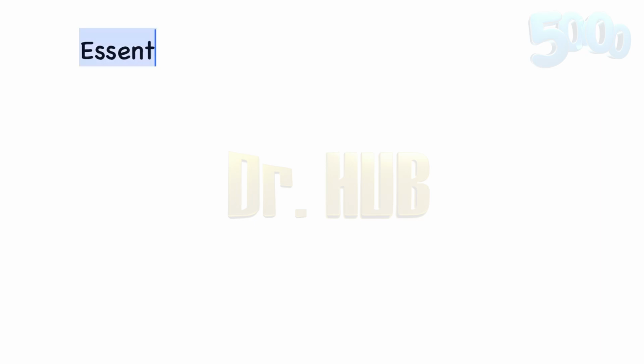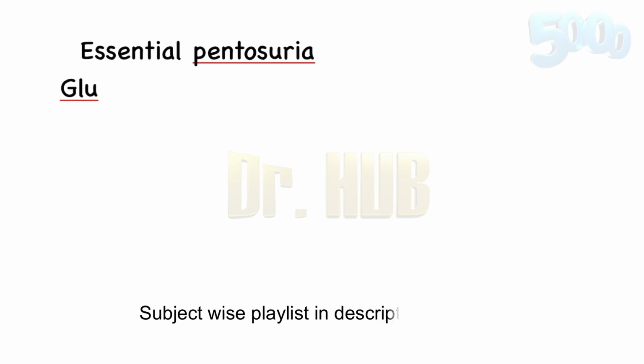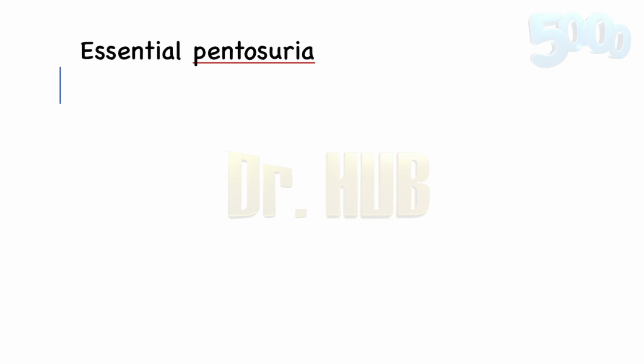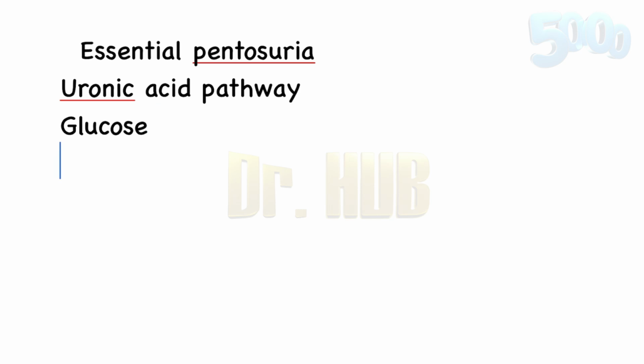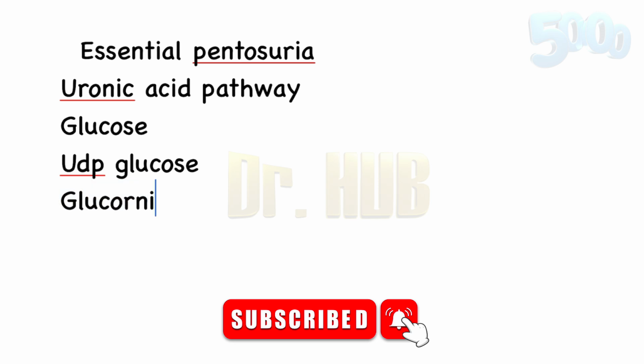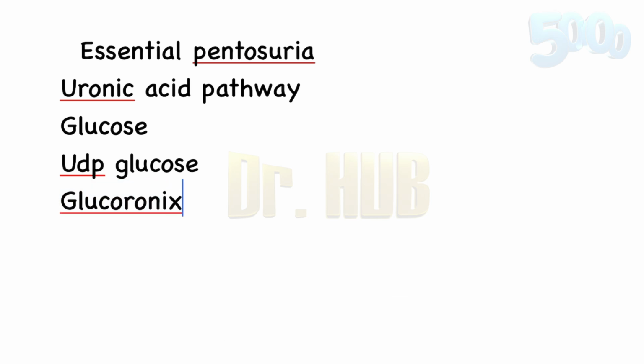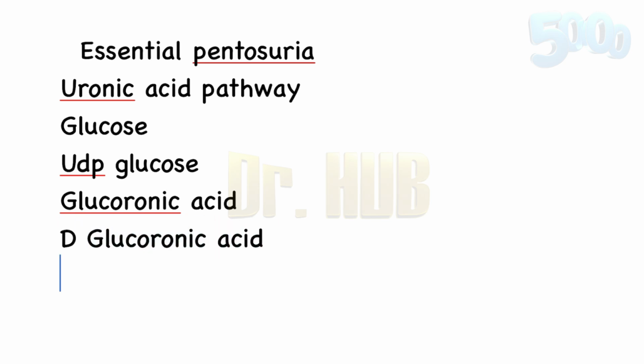Essential pentosuria. So what is present here? First is the glucose. It starts with the glucose. That is the uronic acid pathway. Starting with the glucose, it goes to the UDP glucose. Next is the UDP glucuronic acid. Then it leads to the D-glucuronic acid and also the L-xylulose.